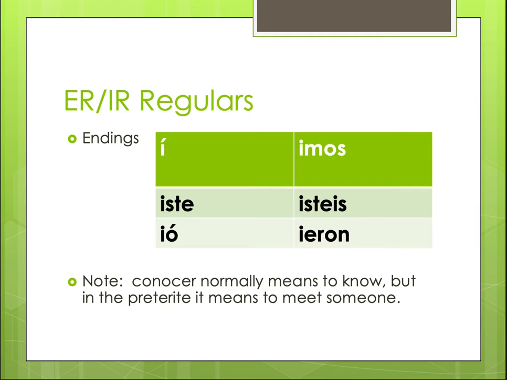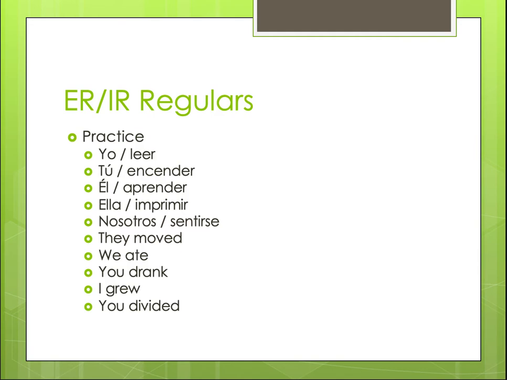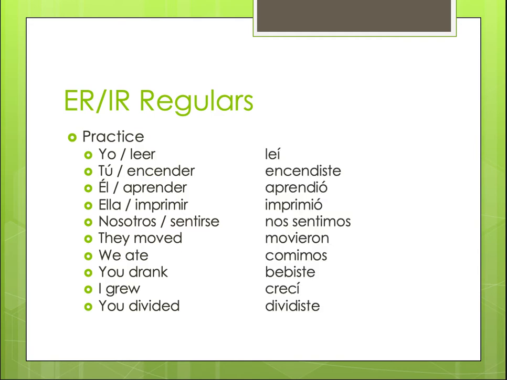Make sure that accent is on the O, not the I, okay? Imos, isteis, and ieron. Quick note, the verb conocer is in this group. Conocer normally means to know someone, but if you're using it in the preterite, it means you met them. Here are your practice ones. You can pause. And there are the answers. You can pause.